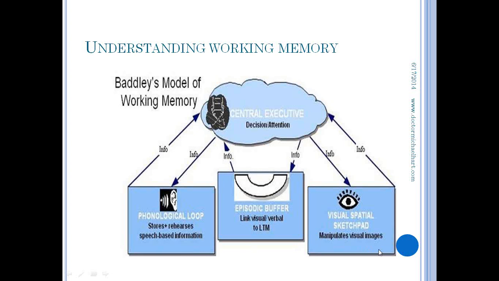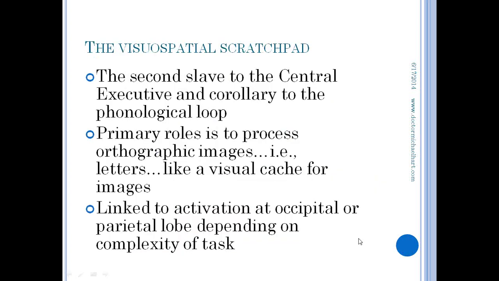Fascinating to me was this whole concept that there was another neural component to this called the visual spatial sketch pad, scratch pad. They call this the second slave to the central executive, and it's the orthographic corollary to the phonological loop. So phonology is going to be auditory, and then this visuospatial scratch pad's primary role is to process orthographic images. And all that means is it's a visual cache for what letters look like. Orthographic, just think graphic letters, okay?